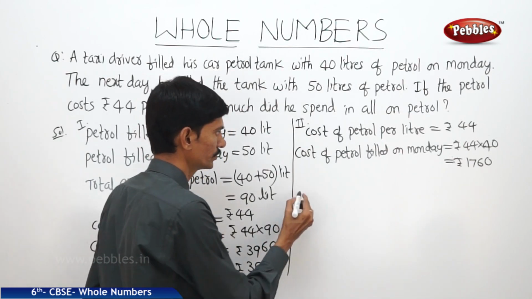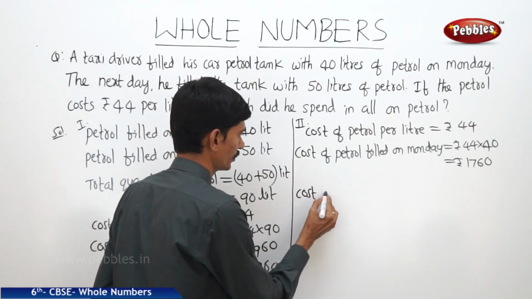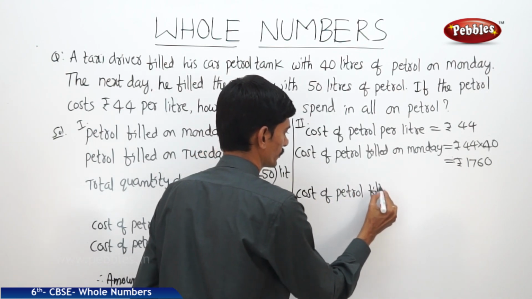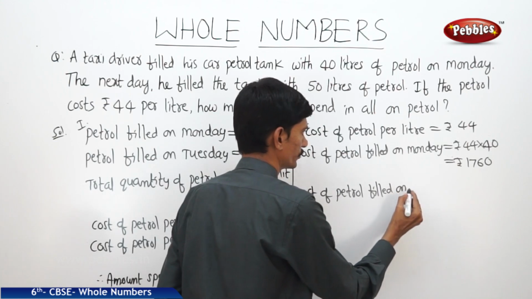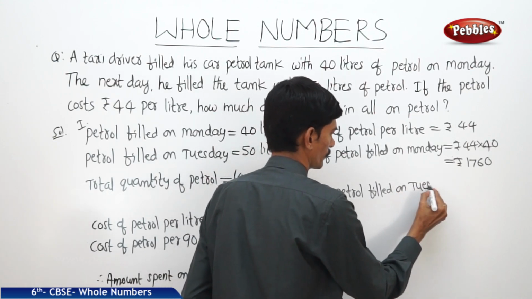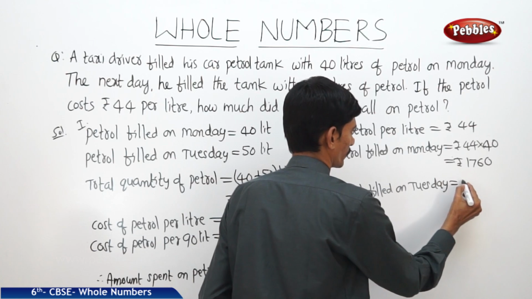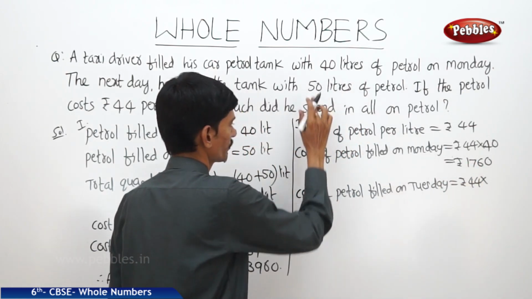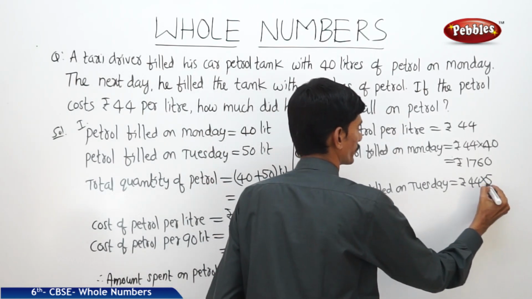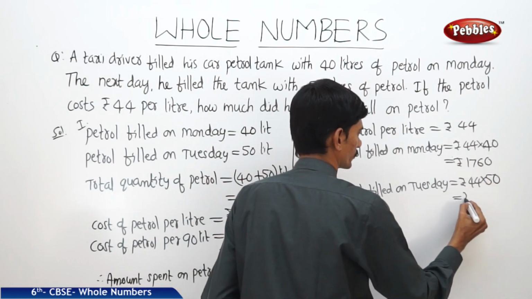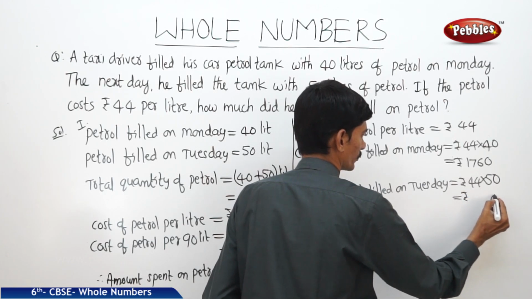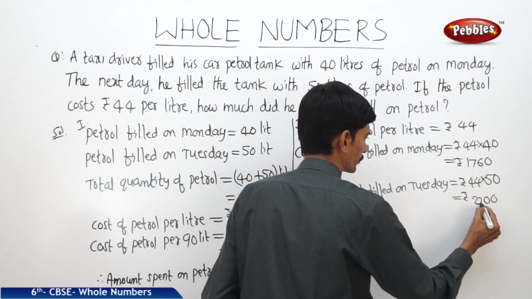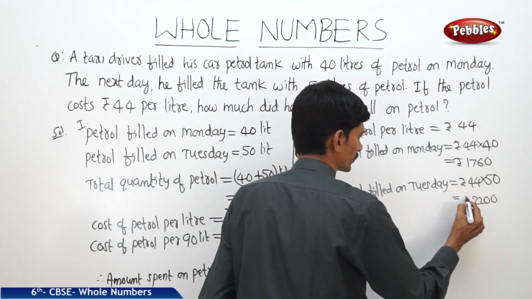Now here we can find the cost of petrol filled on Tuesday, equals to 44 into, on Tuesday he filled 50 liters of petrol, so then into 50. So this equals to 0, and 5 4s are 20, 5 4s are 20 plus 2 is 22, so 2,200 rupees.